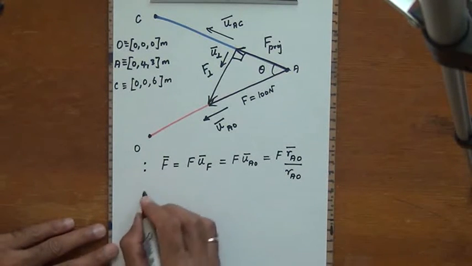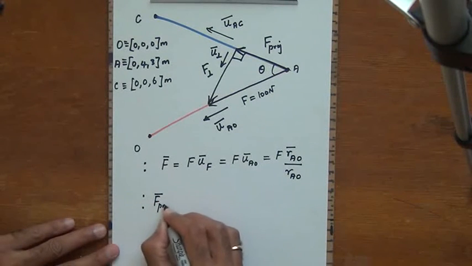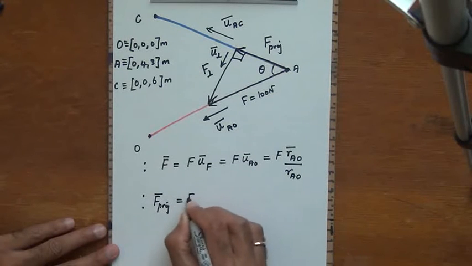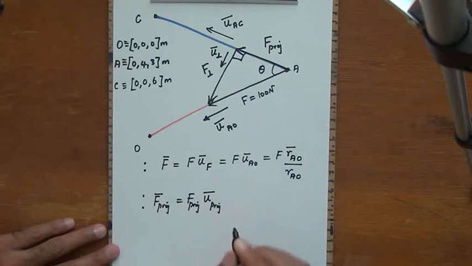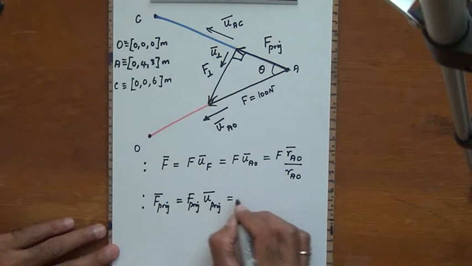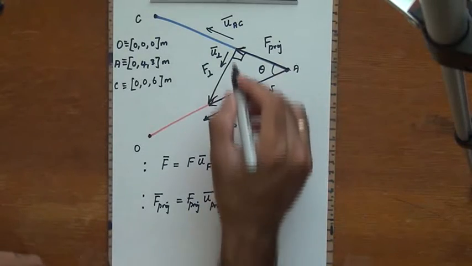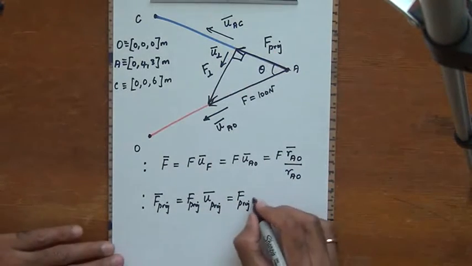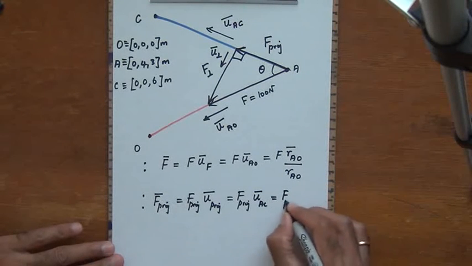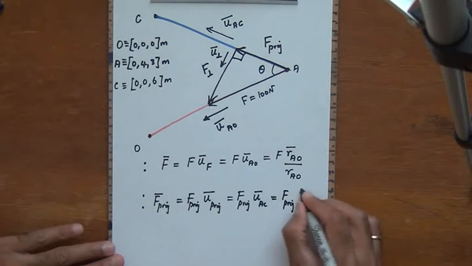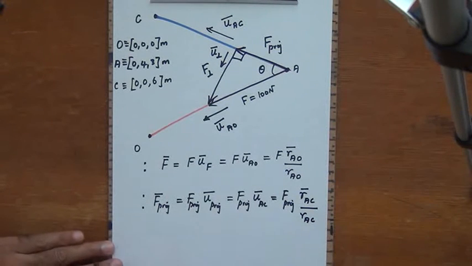Then I'm going to write the same thing for the projection vector. F projection is going to be the magnitude of the projection vector times its unit vector. What is its unit vector? It is UAC. And so this is going to be F projection times RAC by the magnitude of RAC.